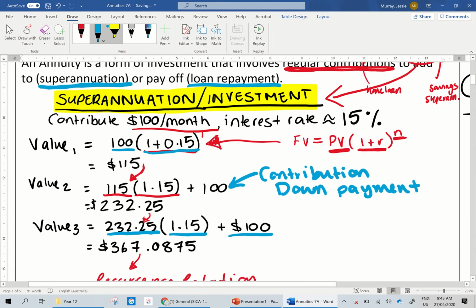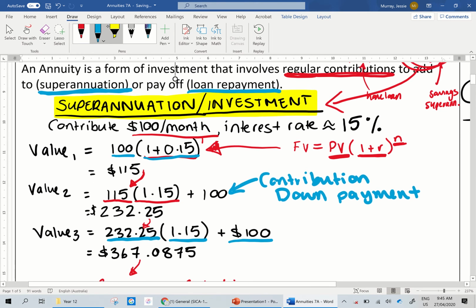So the next one would be starting with $367, it would be charged interest and then another $100. So I hope that you can understand what's happening there, okay? Your amount is being charged interest, but then you're adding $100. Then that amount gets charged interest and you add another $100. That amount gets charged interest, you add another $100.